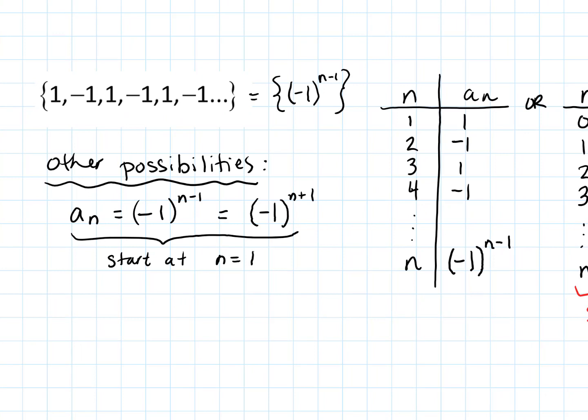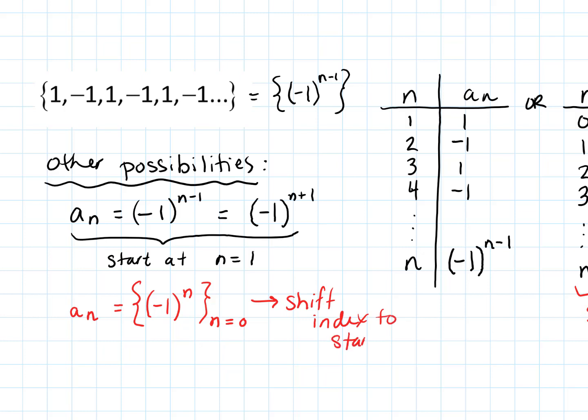So with a shift in the index, another possibility, and I'll do this one in red, would be to define this as -1 to the n, but this time we would say n equals 0 is our start. Okay, so this is what we get if we shift the index to start at n equals 0.